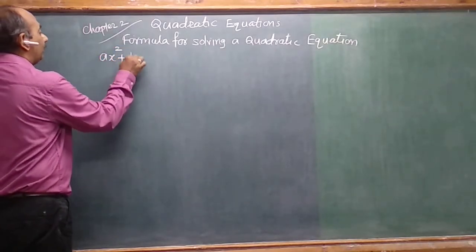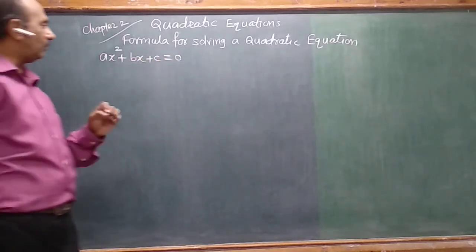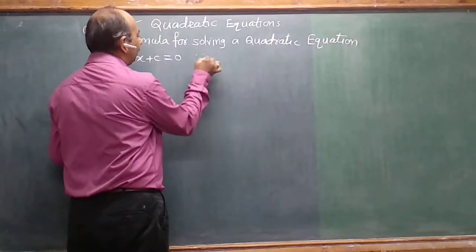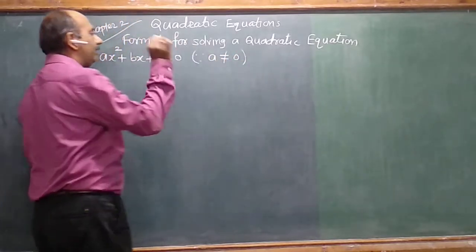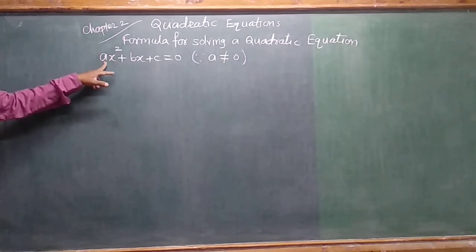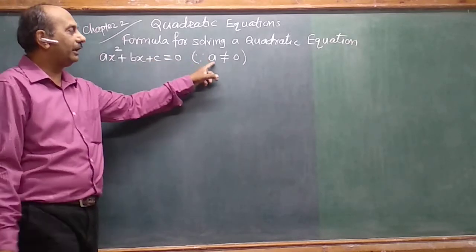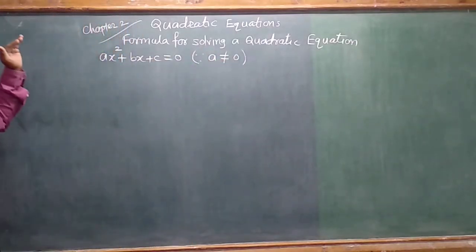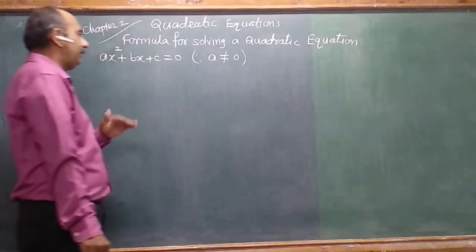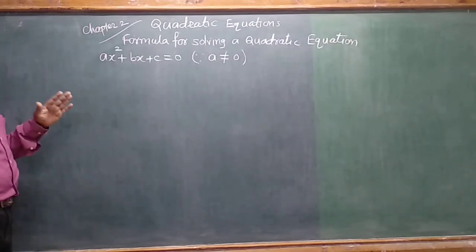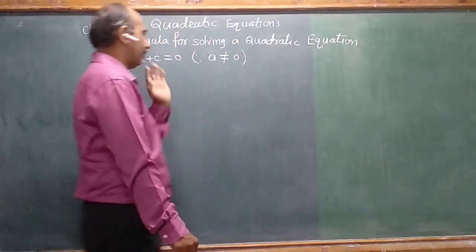So ax square plus bx plus c is equal to 0. This is the standard form of the quadratic equation, where the condition is a should not be equal to 0. This is very important. If a is 0, then this will not be a quadratic equation. And in this derivation we are going to find the values of alpha and beta, and we are going to derive a formula so that by using this formula we can solve quadratic equations.